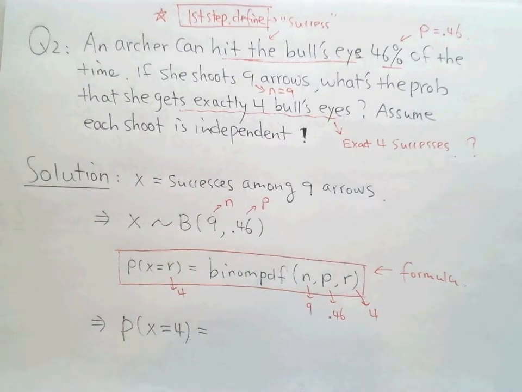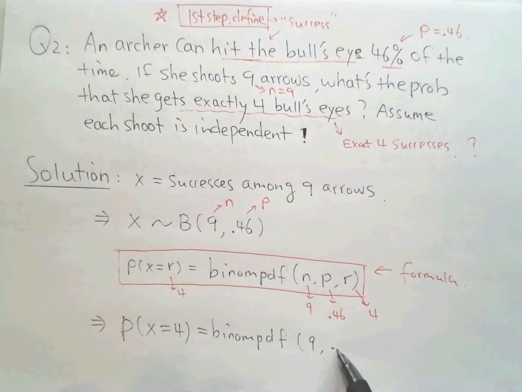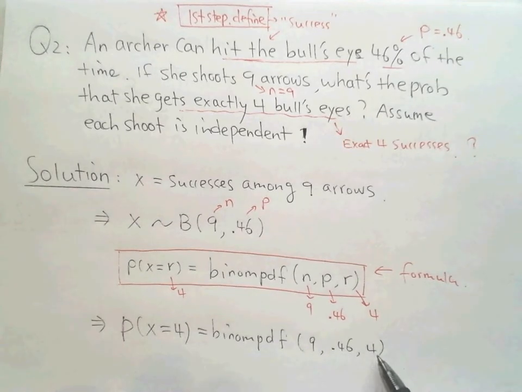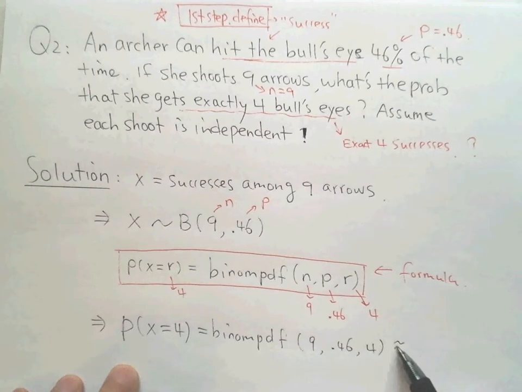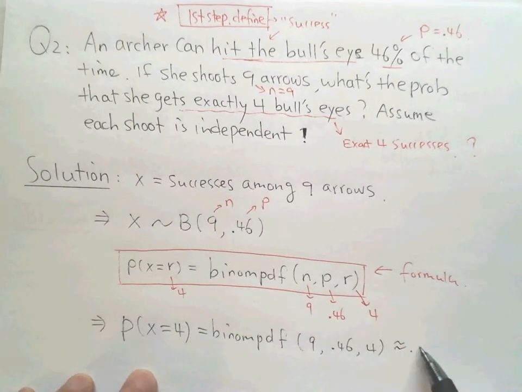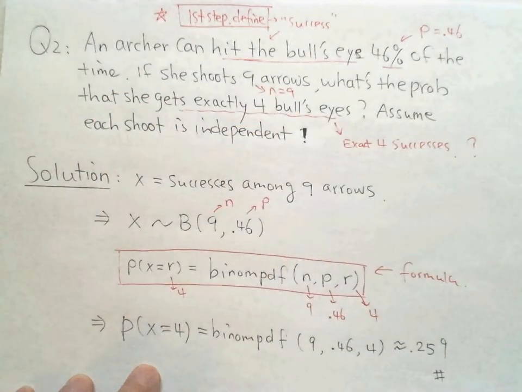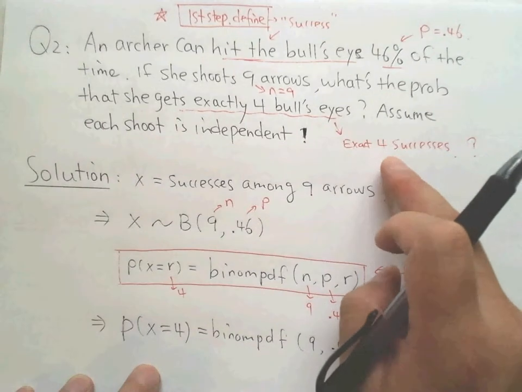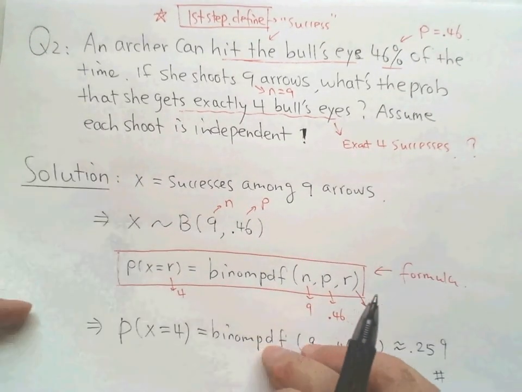Now you have everything. All you need to do is easy. Just plug into this formula, which is binomial PDF. The N is 9, P is 0.46, R is 4. And remember, go into the distribution in your calculator. I already found it is 0.295. Okay, what does this mean? This means the chance: if the person shoots 9 times, what's the chance of exactly getting 4 shot successes? It's 25.9% chance.